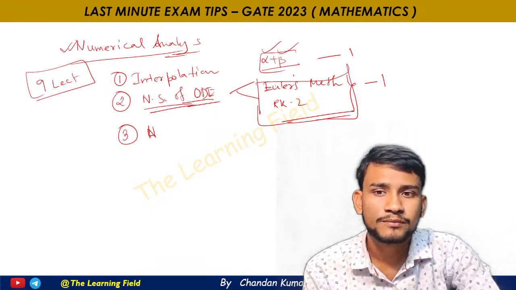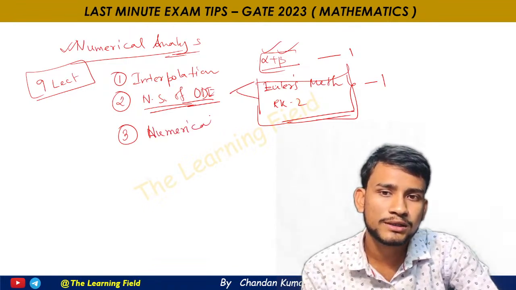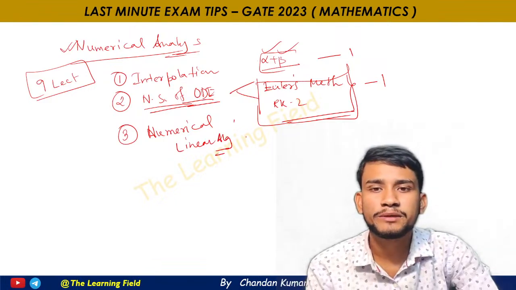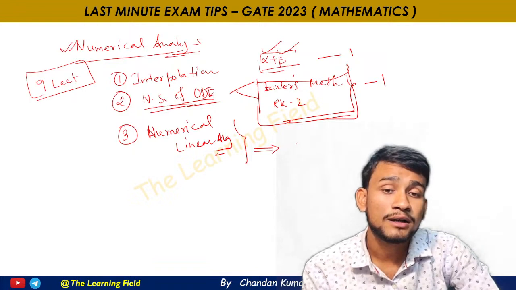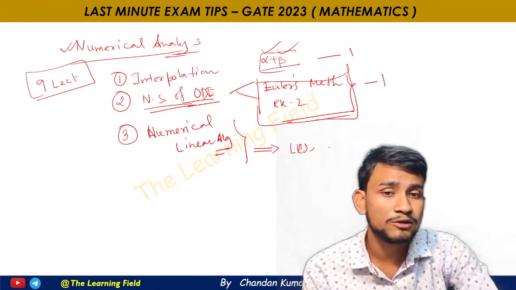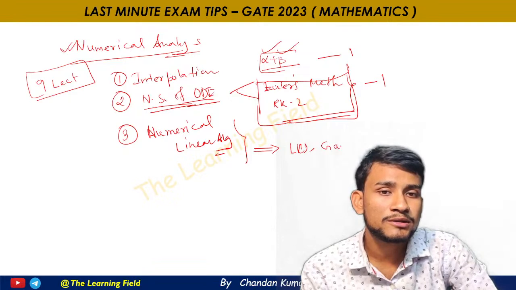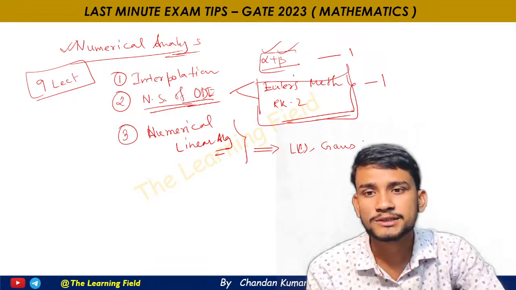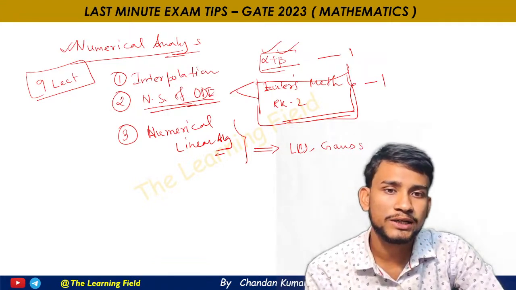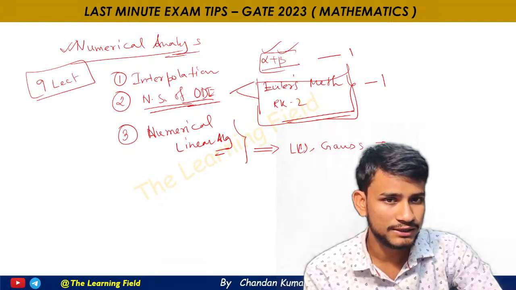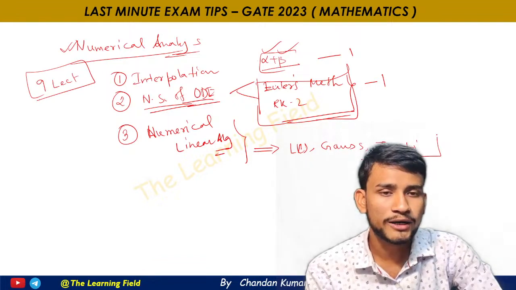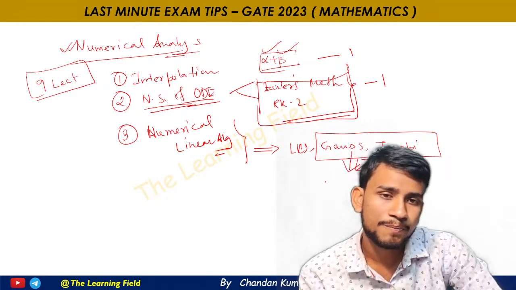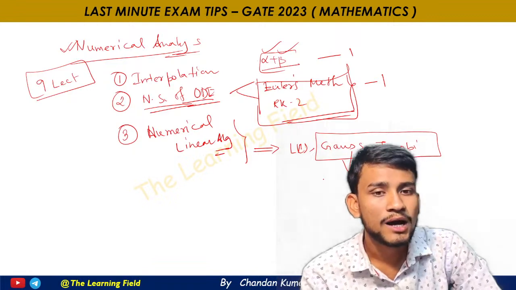And number 3 is numerical linear algebra. Numerical linear algebra means the questions are like LU decomposition, Gauss-Seidel method, and solutions of systems of equations using numerical analysis. So Gauss, LU decomposition, then Gauss-Seidel, Jacobi. One most favorite question from the GATE exam setters is these two topics. The Jacobi iteration scheme, I will definitely recommend.